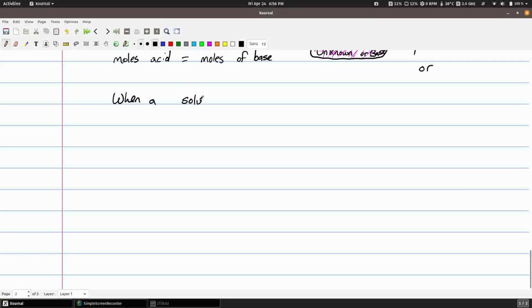Before I got off on that, you don't have to draw any of that. It was just for you guys to see. So when a solution of strong acid and strong base react, or not react, I'm going to just put mixed.